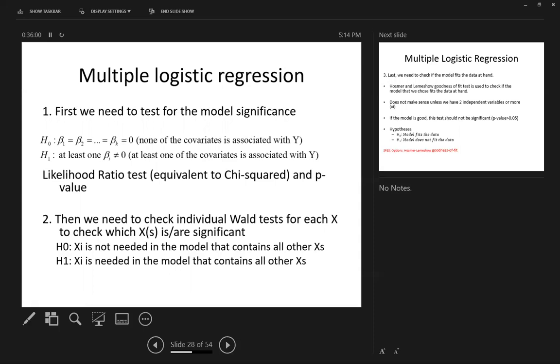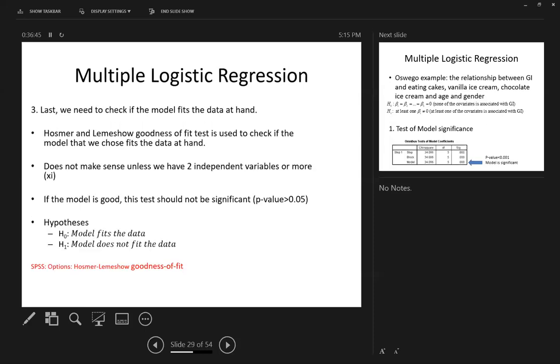So first we need to test the model significance, similar to the multiple linear regression. We measure whether all the x's, or the whole model, is statistically significant by looking at the likelihood ratio, which is equivalent to a chi-square test, and we look at its p-value. It's just saying that either all the betas, all the coefficients of the independent variables, are zero, or at least one of them is different from zero. It means none of the covariates is associated with y, or at least one of them is associated with y. Then we can check each variable, each beta, whether it is equal to zero or not equal to zero, and we do a test of significance for each one of them.